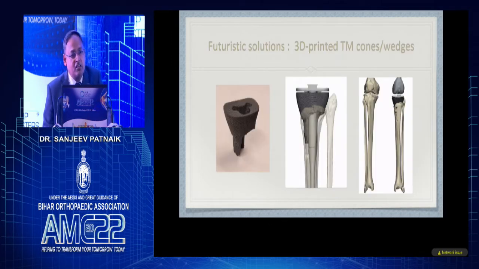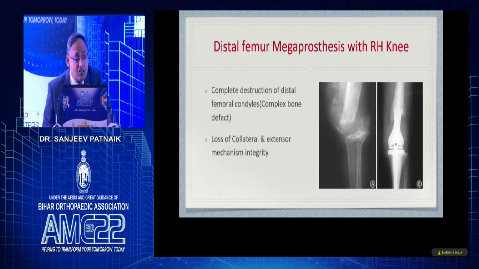Now futuristic solutions are there. 3D printed trabecular metal cones and wedges are now available. Distal femur megaprosthesis is reserved for complete destruction of the distal femoral condyle, where for a complex bone defect you can always bail out through the megaprosthesis, where there is loss of collateral and extensor mechanism integrity. So these are the bailout options you have.